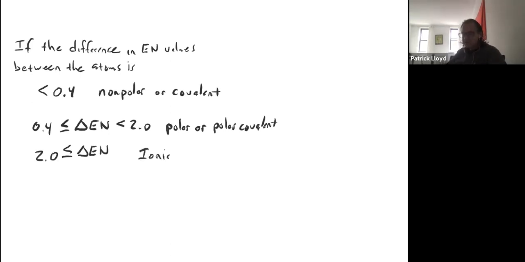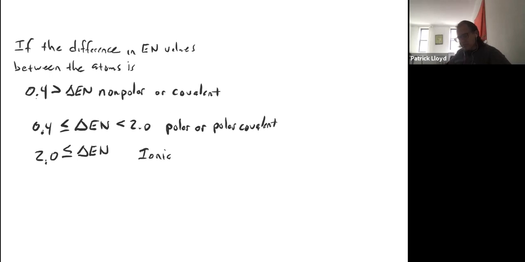So it's ionic. So I guess maybe for this top one, I'll write it using the same format. So if the difference in electronegativity is less than 0.4, there we go, right? That makes more sense. Nonpolar. So you have nonpolar, polar, and then ionic. So it's an interesting issue, right?